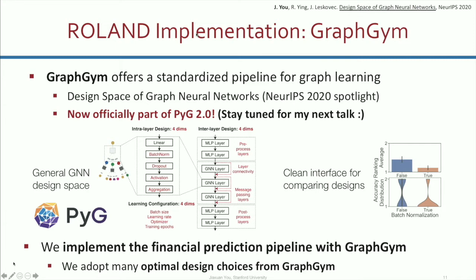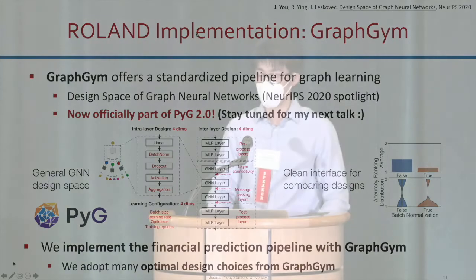GraphGym features a general GNN design space, which allows users to pick the best design from an enormous design space. Besides, it features a clean interface so that users can compare the best designs to choose for their specific applications. Here, we implement the financial prediction pipeline using GraphGym, and we have adopted many optimal design choices that we learned from GraphGym.